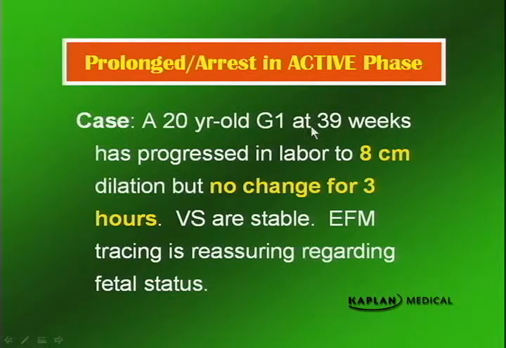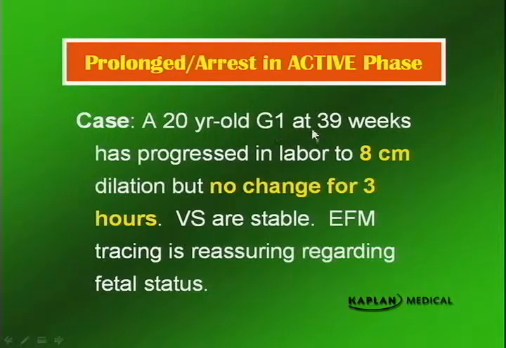All right, then we look at the active phase, and we can have either a prolonged or an arrested active phase. Prolonged is where it's dilating, but it's taking more than 1.2 or 1.5 centimeters per hour. An arrested active phase is where it has stopped dilating completely. And here we have the arrest.